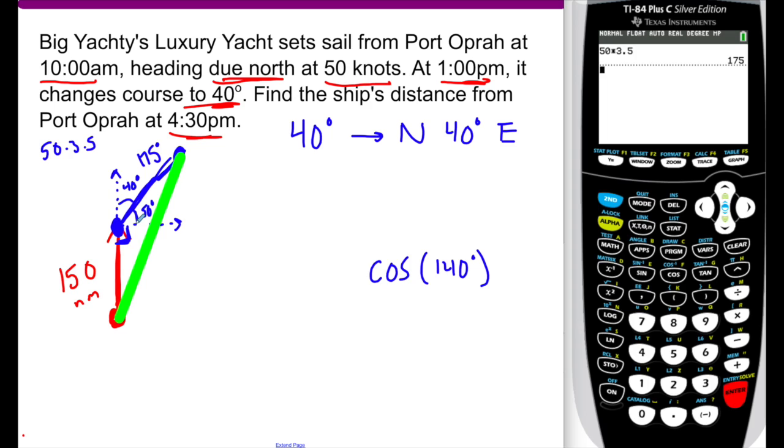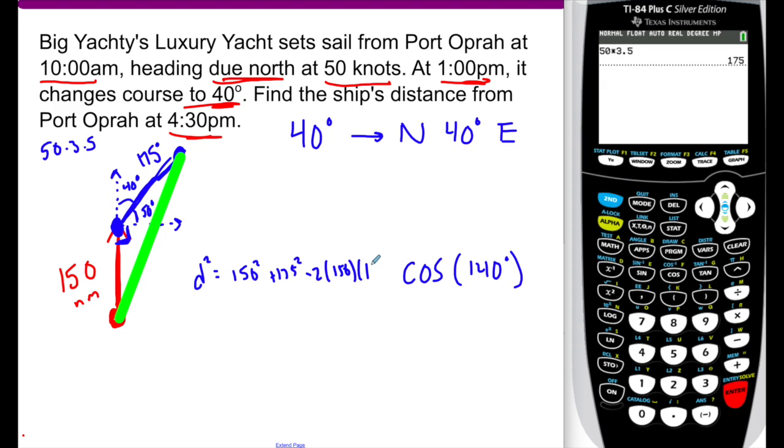So remember, the big thing with the distance, the hardest thing, is that you have to be able to find the angle. We're just going to use some logic here and put it together. This is why it is extremely important to really be meticulous when you're creating your diagram. So what I know is the distance squared is 150 squared plus 175 squared, minus 2 times 150 times 175 cosine 140.